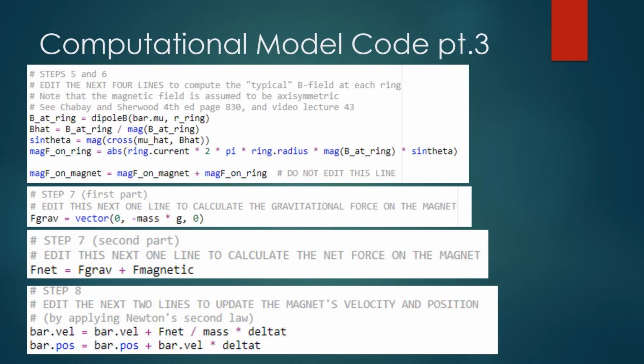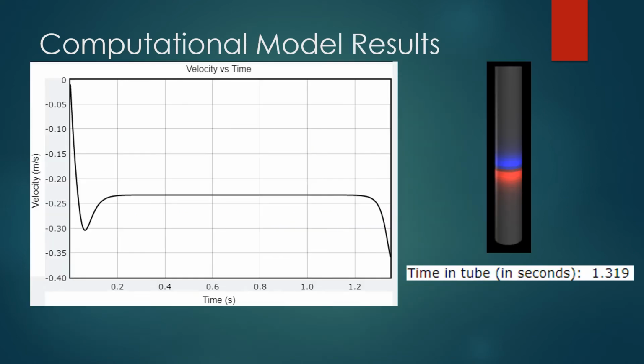In steps 5 and 6, the force was calculated by the induced current of the falling magnet. In step 7, the force due to gravity was calculated, and the net force, which accounts for the force due to gravity and the force due to the induced current. In step 8, the momentum principle was used to update the velocity and position of the magnet as it falls through the tube. The final results are shown as follows.